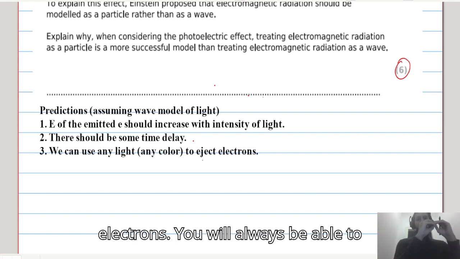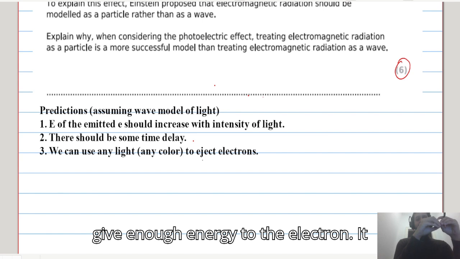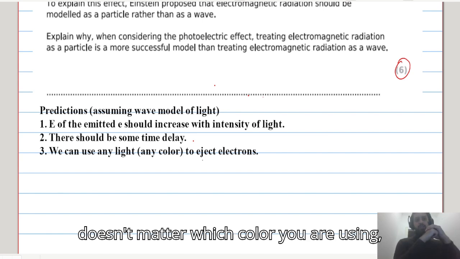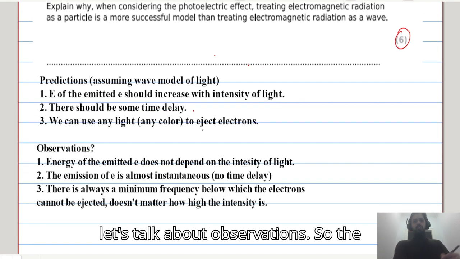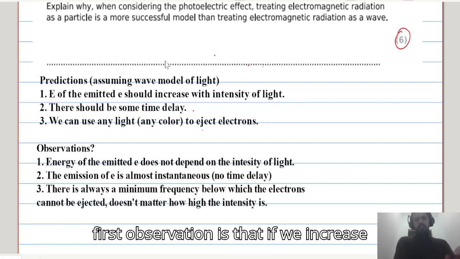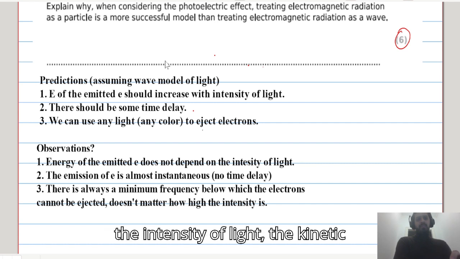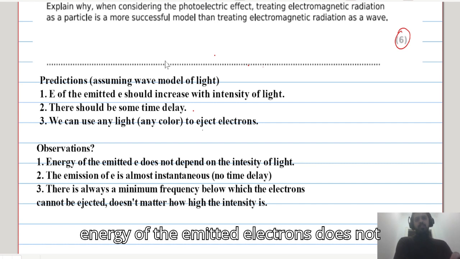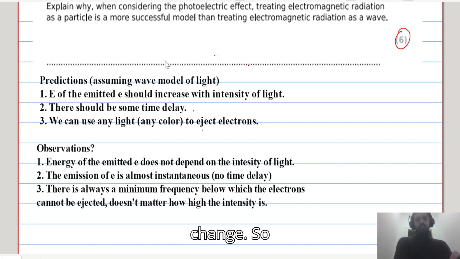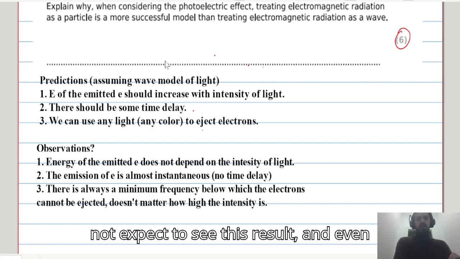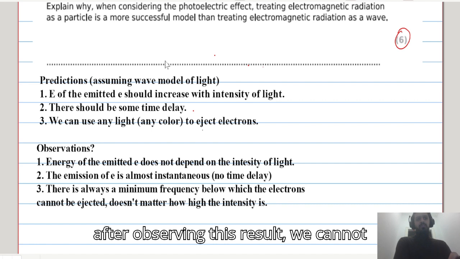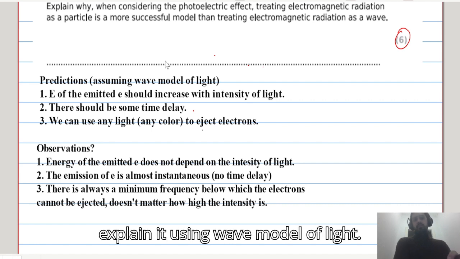You will always be able to give enough energy to the electron. It doesn't matter which color you are using, as long as you are using high enough intensity. Now, let's talk about observations. So the first observation is that if we increase the intensity of light, the kinetic energy of the emitted electrons does not change. So there goes our first prediction. We did not expect to see this result. And even after observing this result, we cannot explain it using wave model of light.